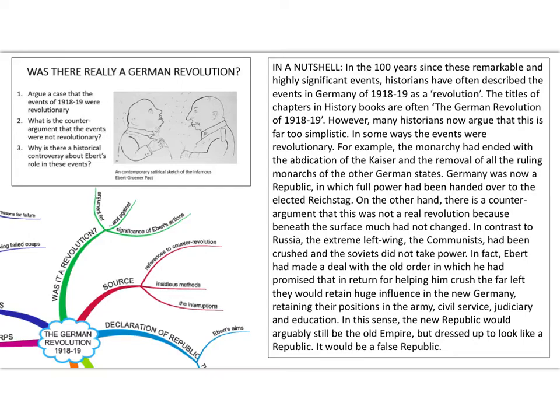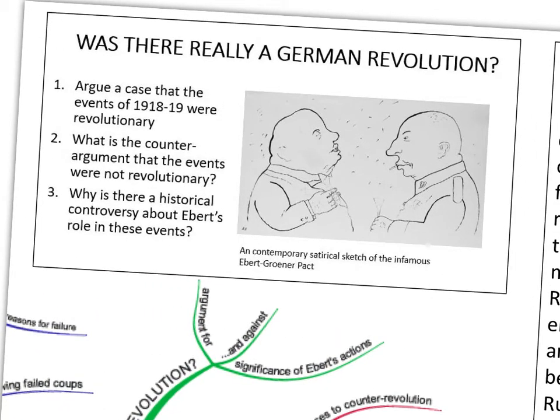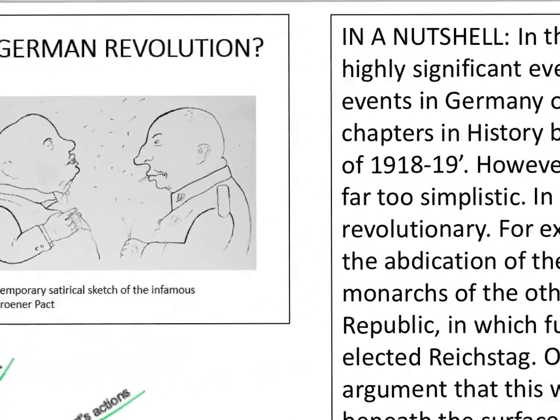So there's our three strands that I've just said. Argue a case that the events were revolutionary. Can you then present an opposing argument, what we call a counter-argument, that the events were not revolutionary? And bottom line is, why is there controversy? Why is there debate amongst historians about Hebert's role in these events?